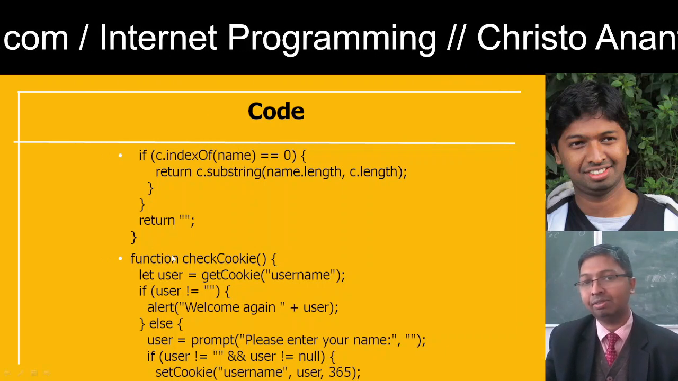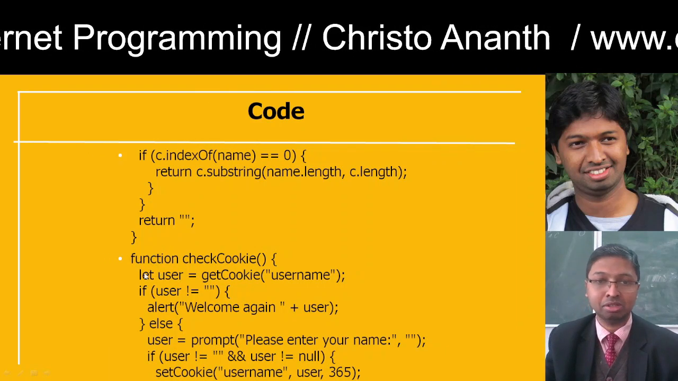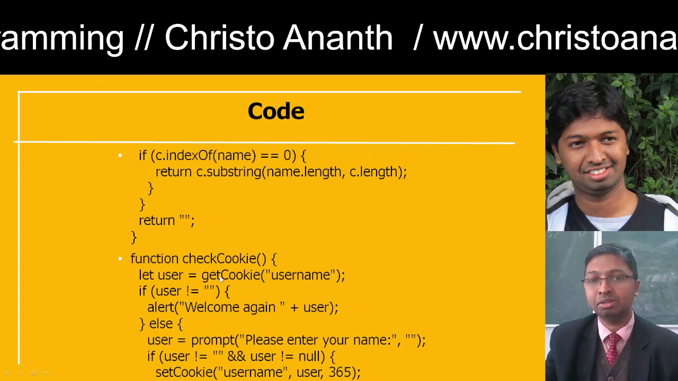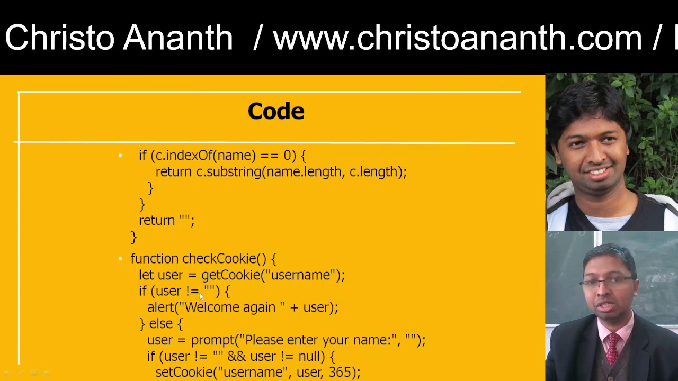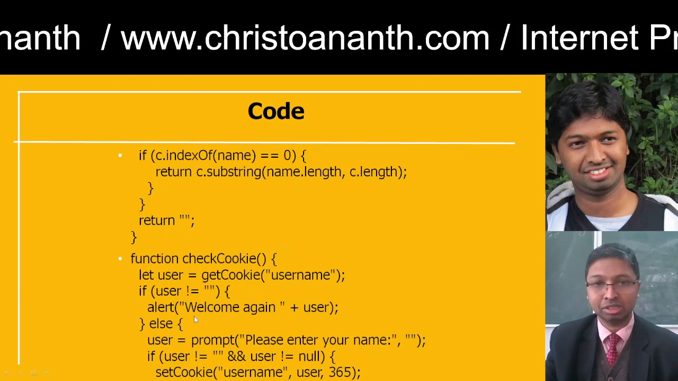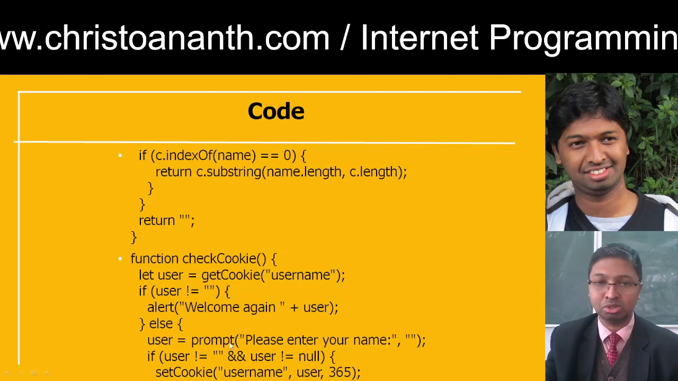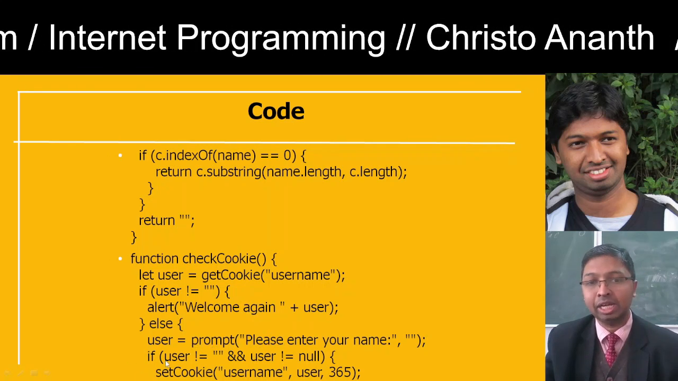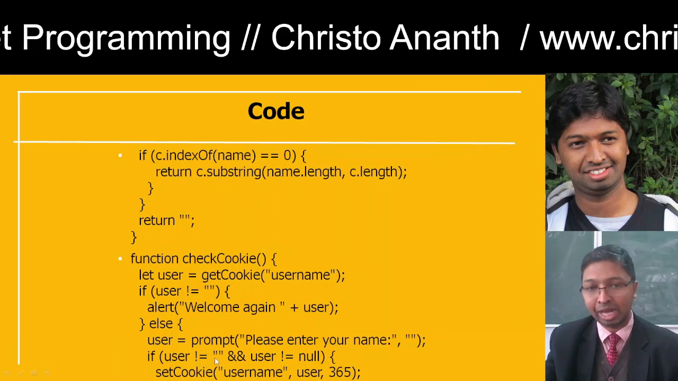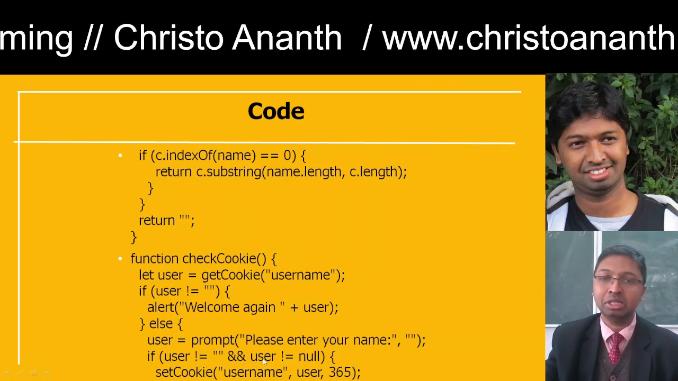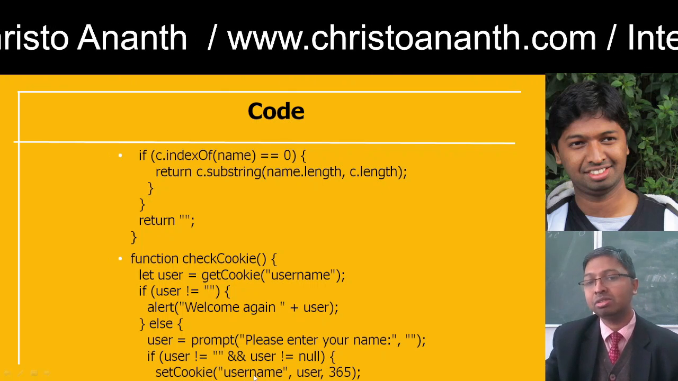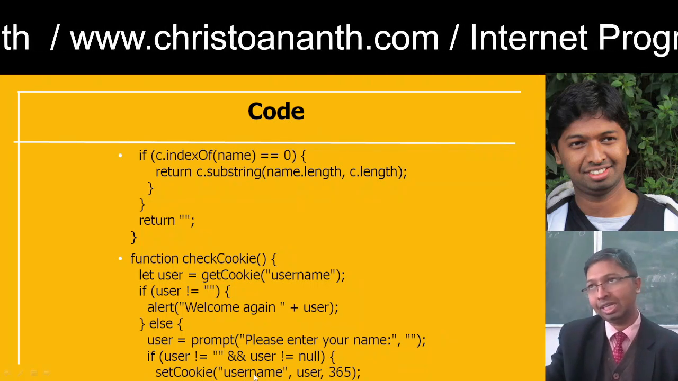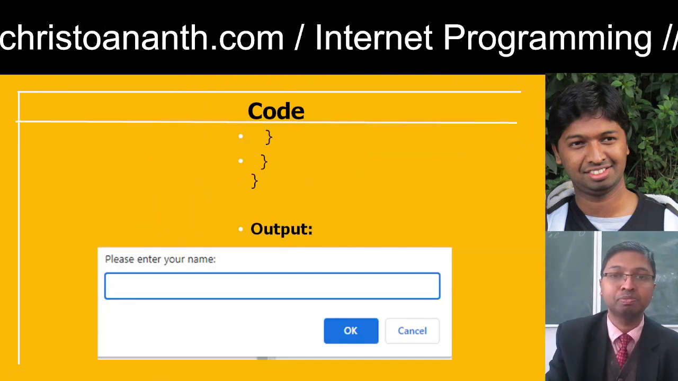Then finally you will have the function checkCookie. So here you are checking the cookie. Let user is equal to getCookie of username. So if the user is not equal to the empty string, alert welcome again plus user. Else, you prompt for entering the name, and if user is not equal to empty and user is not equal to null, then you set the cookie for the username for 365 days.